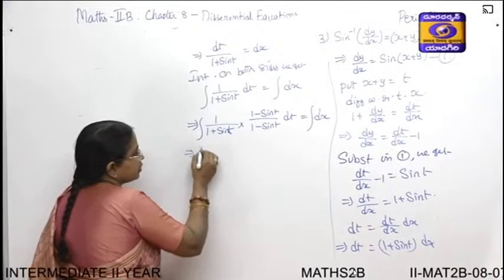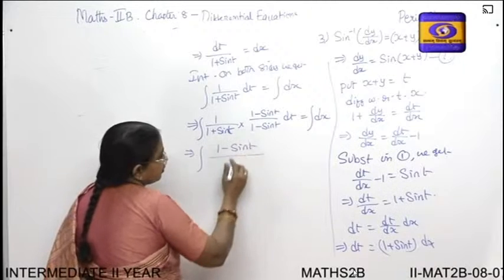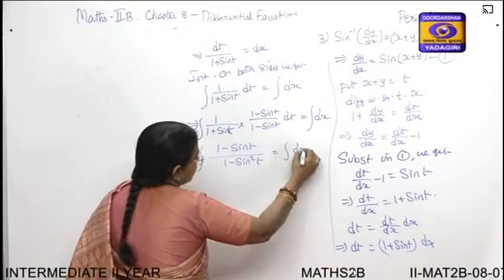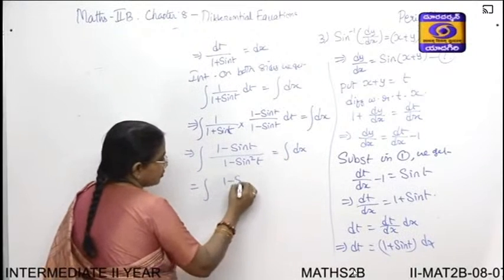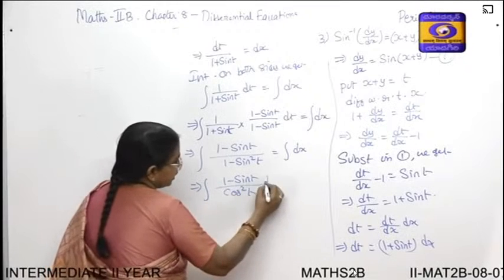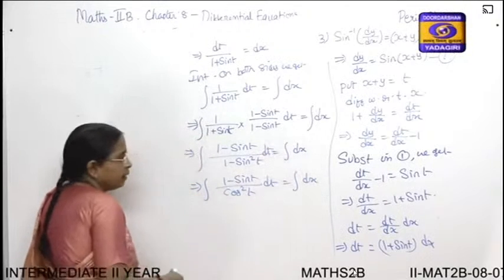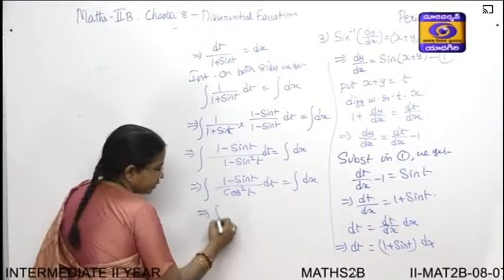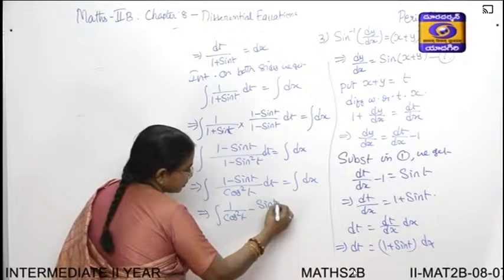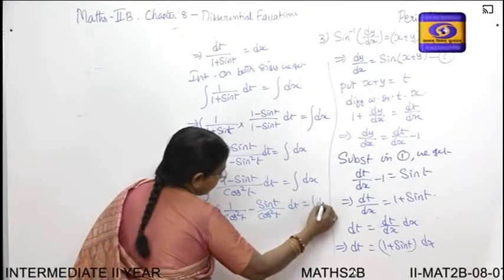Then what happens? Always we can reduce it to the known form like this. 1 plus sin t into 1 minus sin t is 1 minus sin square t. 1 minus sin square t is cos square t. So 1 minus sin t by cos square t dt is equal to integral of dx. Now divide separately. So it is 1 by cos square t minus sin t by cos square t dt is equal to integral of dx.